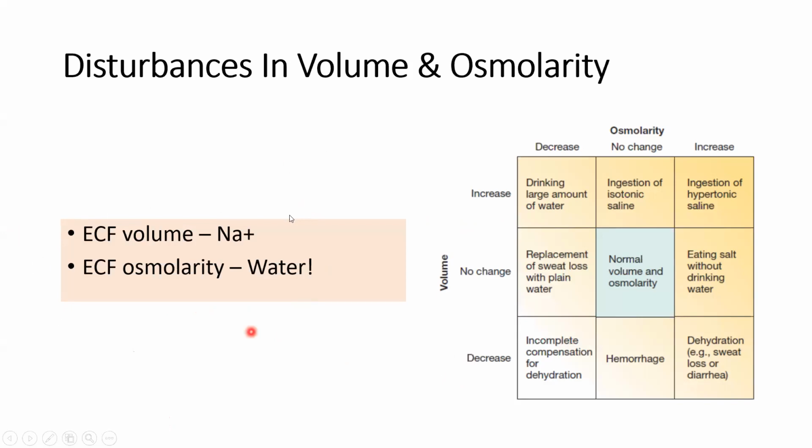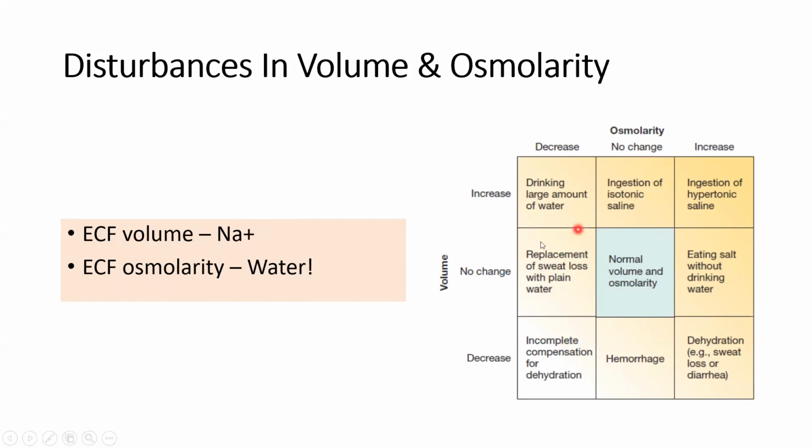Please remember that whenever we talk about ECF volume, we are looking at primarily, not exclusively, primarily sodium. So it's sodium homeostasis. That is how the kidney basically regulates ECF volume in the body, and by manipulating water, controlling water homeostasis, it deals with changes in ECF osmolarity. This is that stuff that you should know.